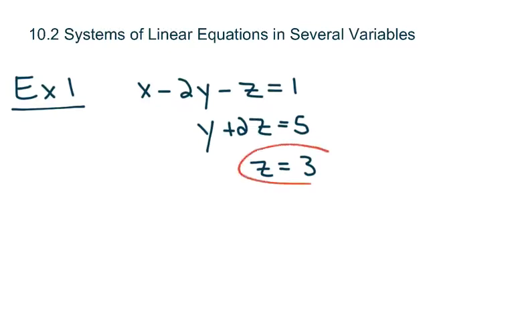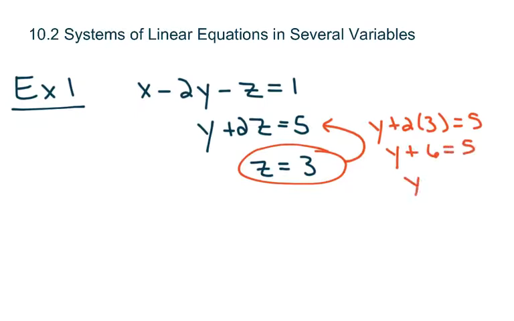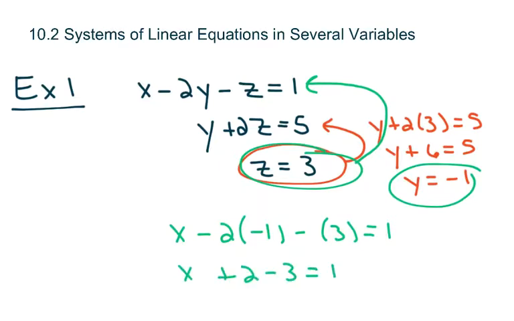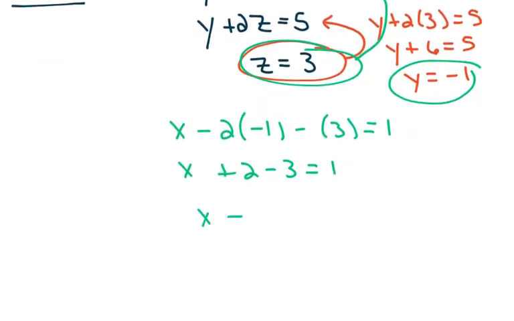One of the solutions is z equals 3. You're going to substitute it into the previous equation, and then we're going to be able to find out what y is. So y plus 6 equals 5, so y must be negative 1. And then you're going to take that answer and this answer and plug them both into the original equation. So x minus 2y is negative 1, minus z is 3. So x plus 2 minus 3 equals 1. x minus 1 equals 1, so x is equal to 2.